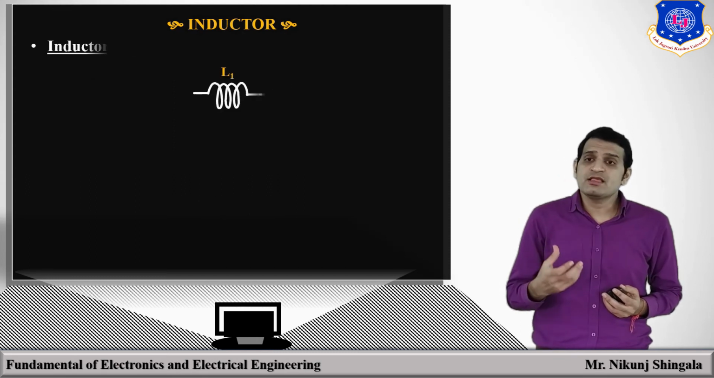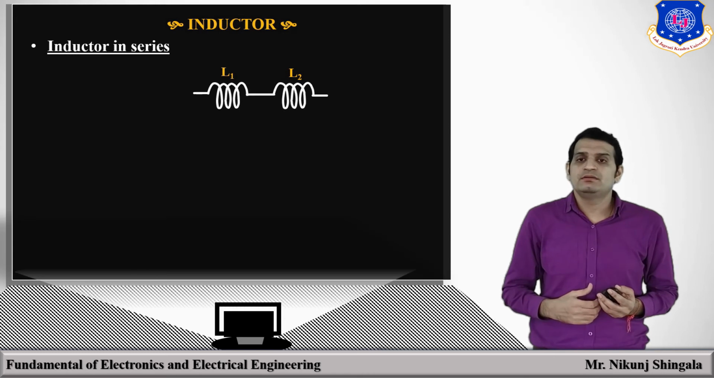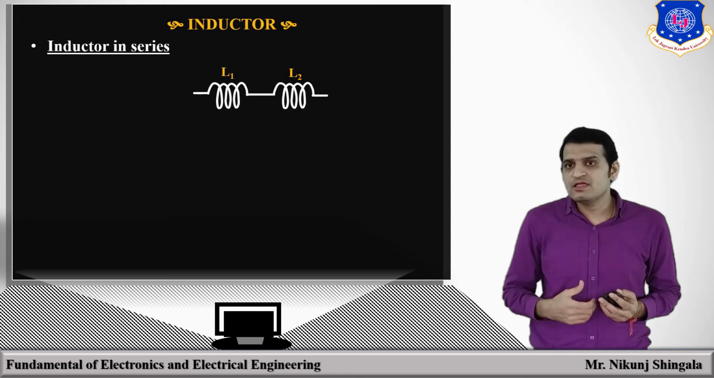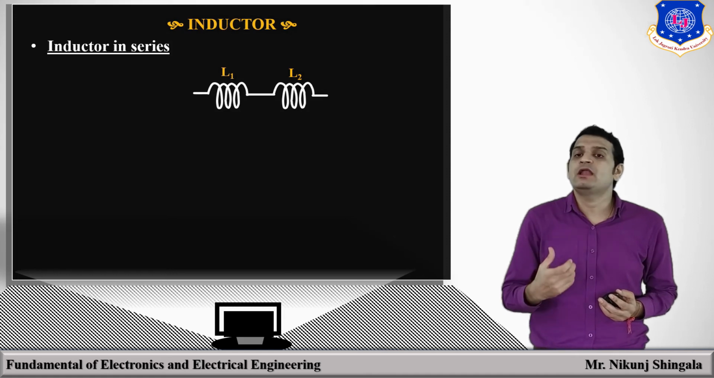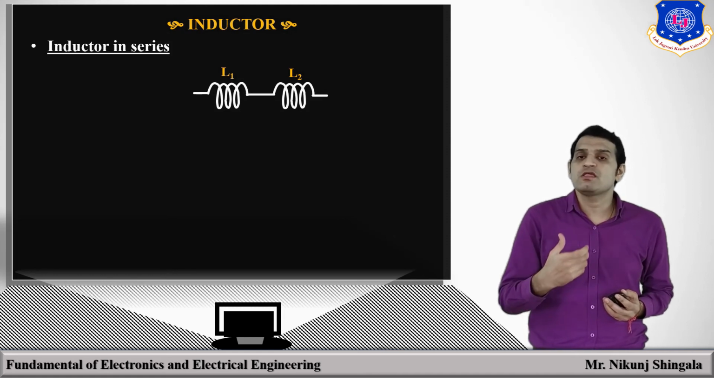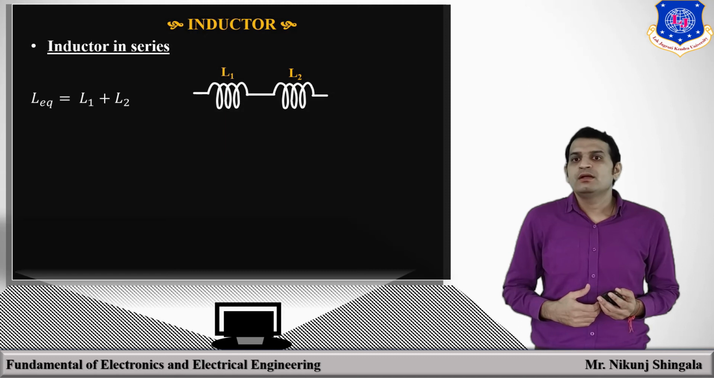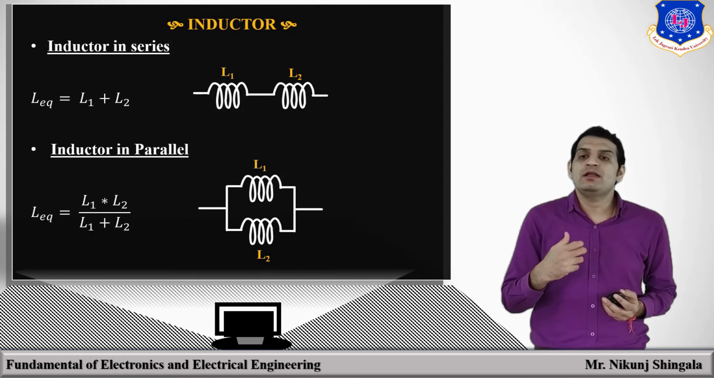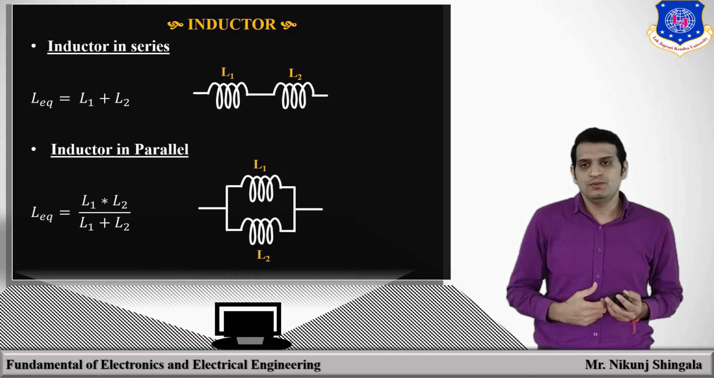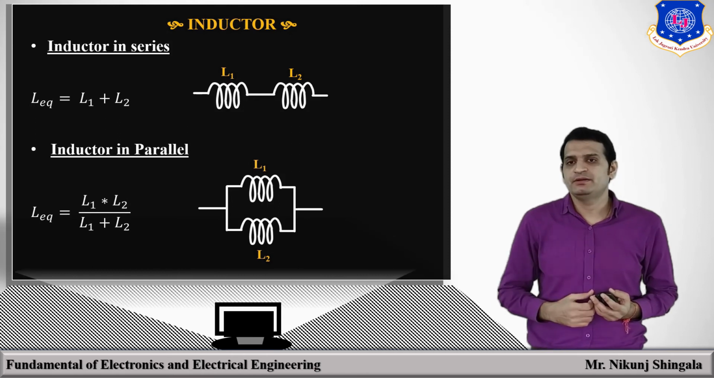Now, inductors can be connected in series and parallel. If inductors are connected in series, then equivalent inductance is given by L1 plus L2, where L1 and L2 are the individual inductances of the coils. If inductors are connected in parallel, then equivalent inductance is given by L equivalent is equal to L1 L2 divided by L1 plus L2.